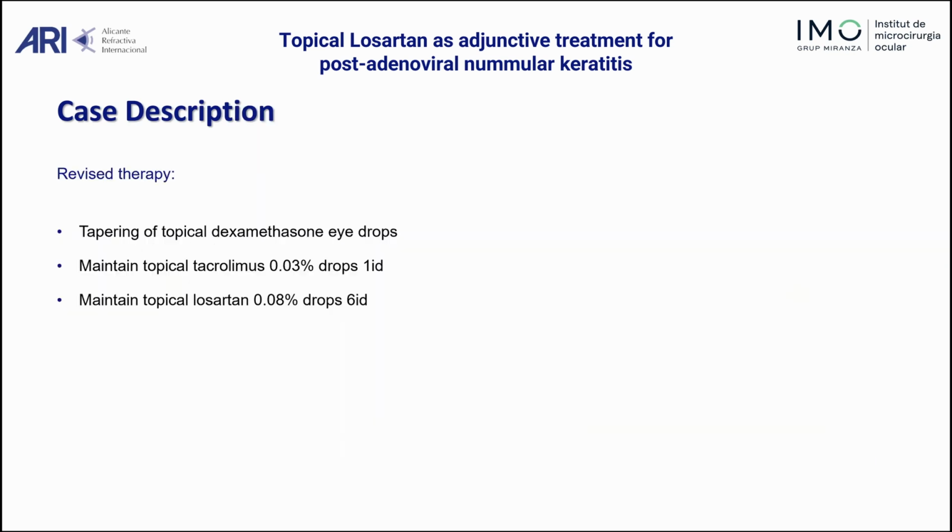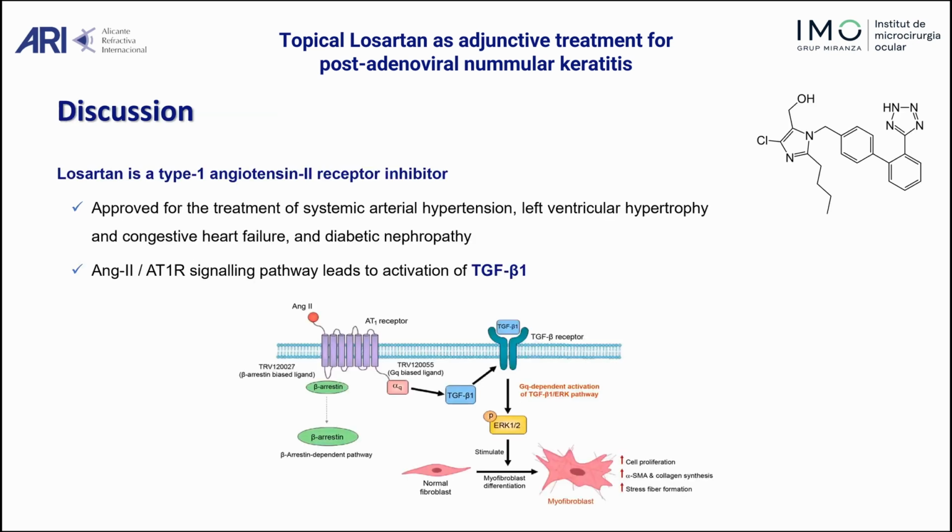So this is a case where we have revised the treatment. We are now tapering the patient's steroids slowly whilst keeping him on some topical immune suppression with tacrolimus, and the decision was to maintain topical Losartan for approximately 3 months. I brought this case to you to raise the issue that we can consider Losartan as a drug for these cases. So Losartan is a type 1 angiotensin II receptor inhibitor.